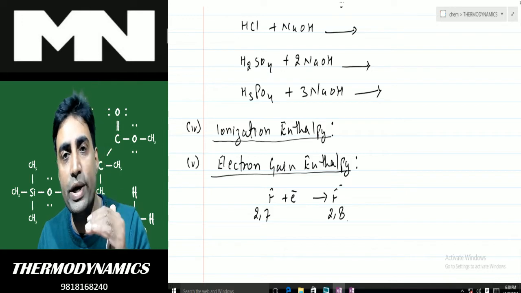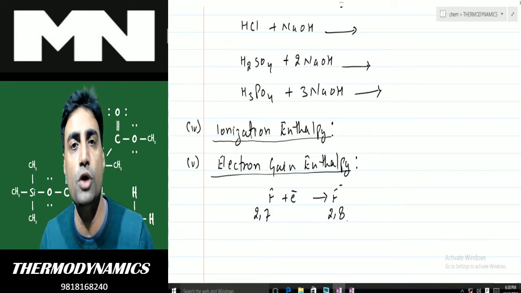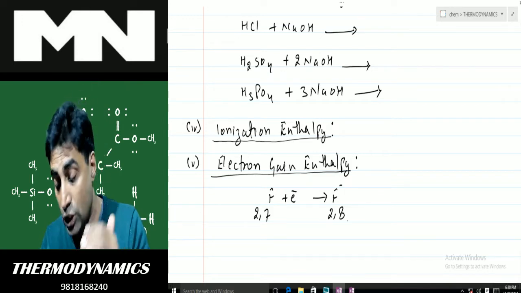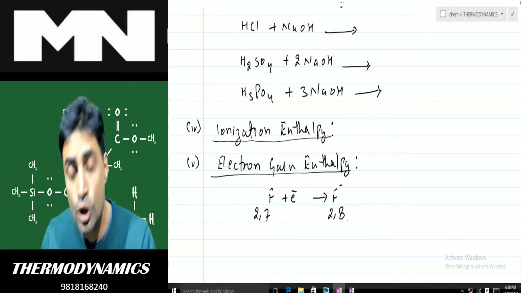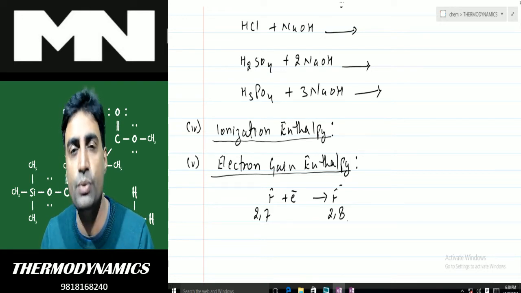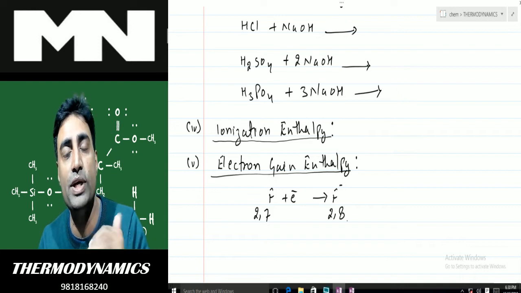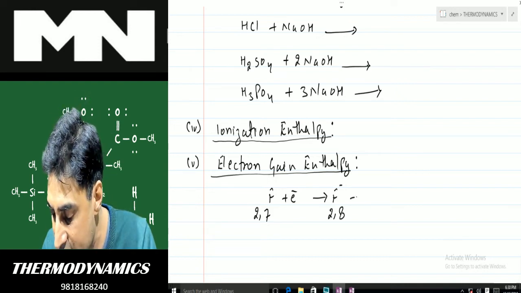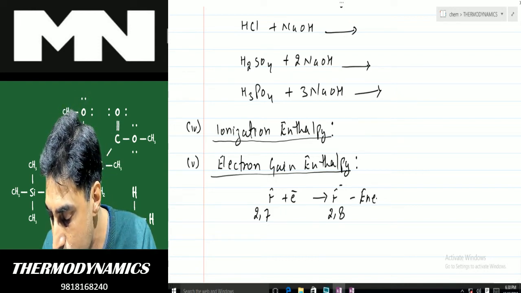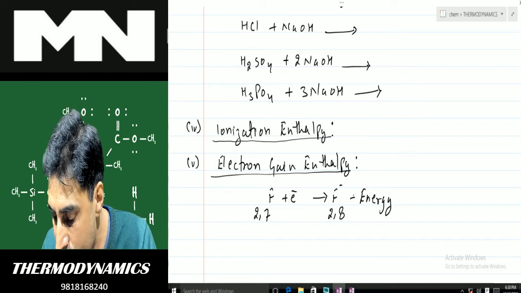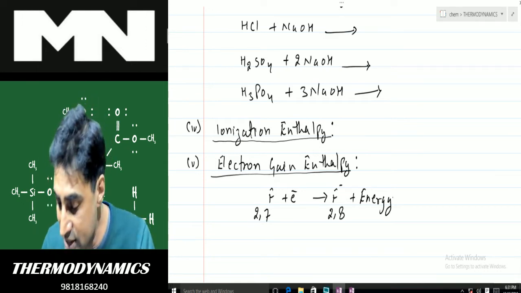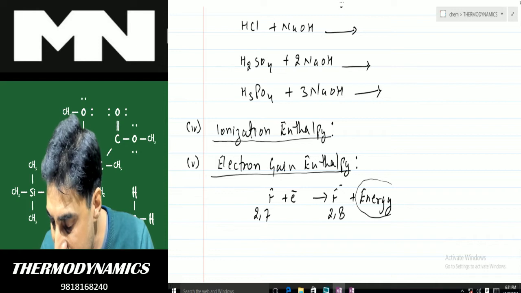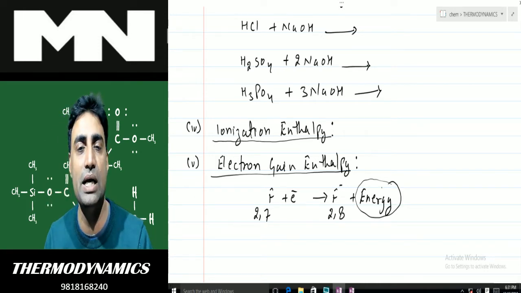Stability means lowering of energy. That means the energy of fluorine was higher and the energy of fluoride is lesser. So according to the law of conservation of energy, when it is changing from high energy to low, it will lose energy. So in this case, we'll get some energy. This is the amount of energy which is given out. This heat energy is known as electron gain enthalpy.